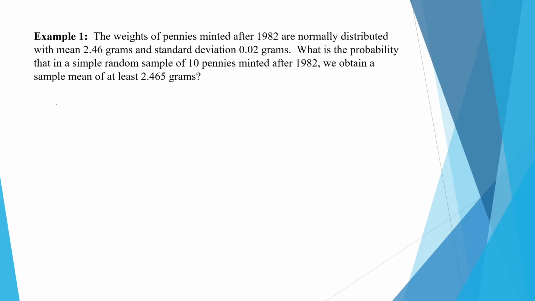In any word problem, we'll list the variables and we will list our unknowns. We know that the mean of the population is 2.46 grams. So mu equals 2.46. We know the standard deviation is 0.02. Sigma equals 0.02.